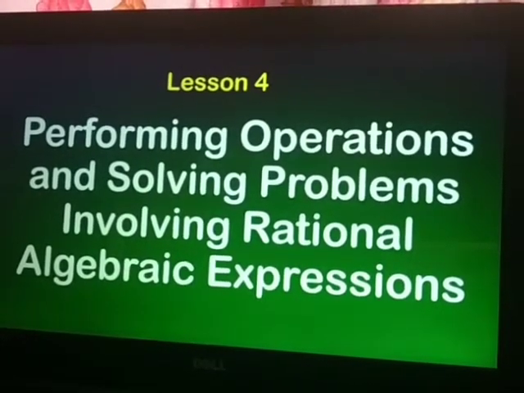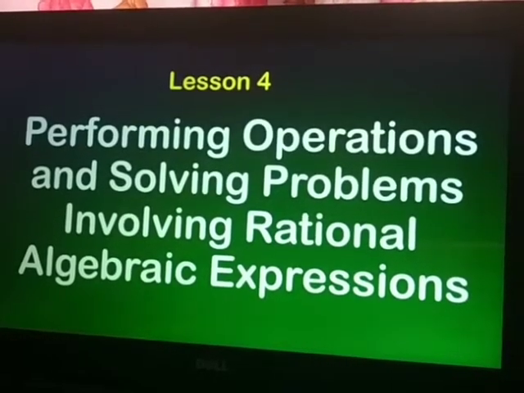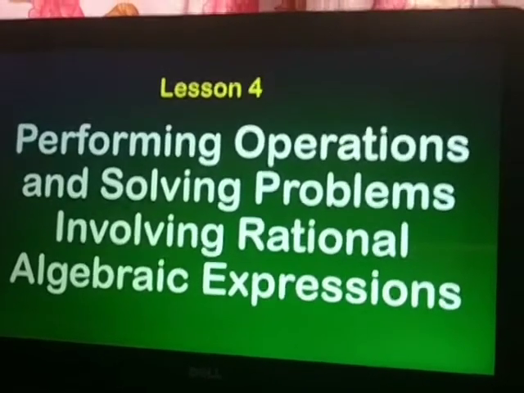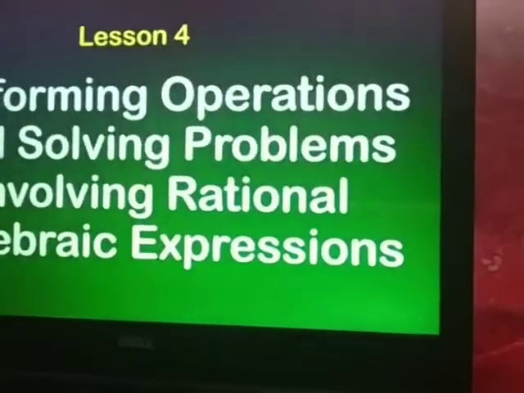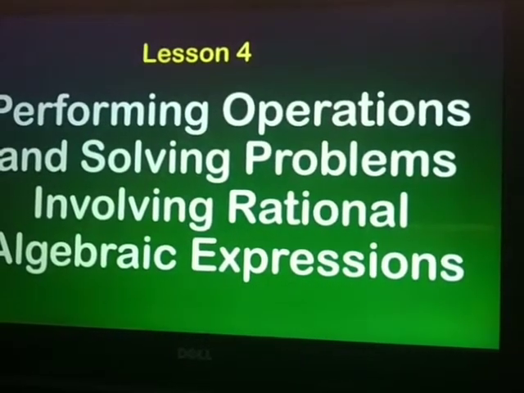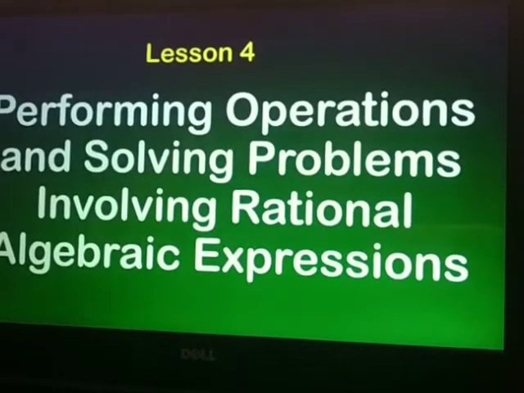Last time we finished dealing with rational algebraic expressions. But this time, let's perform operations with them, which means we will add, subtract, multiply, and divide rational algebraic expressions, and then later we will apply them in solving problems.